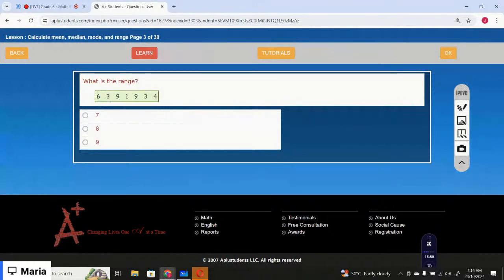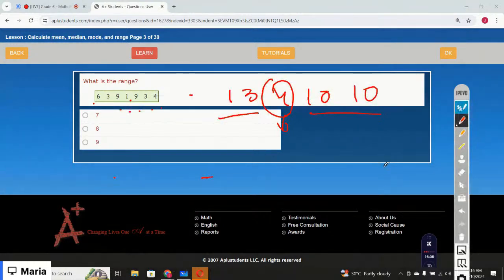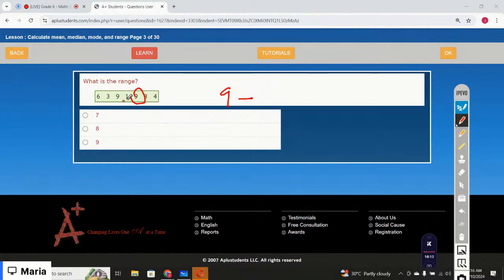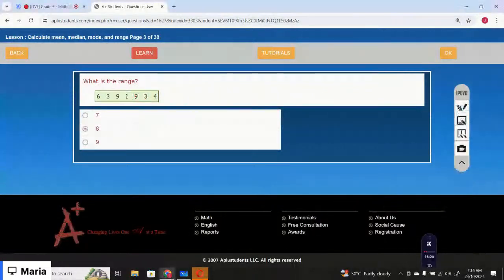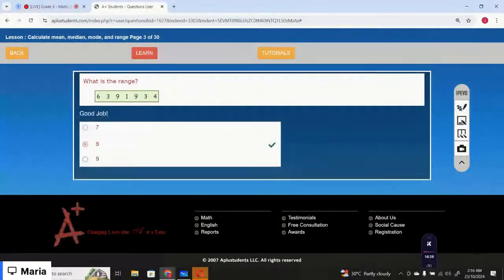What is the range? Range is the difference of the greatest value in the given data take away the smallest value. The greatest value in the given data is 9. The smallest value in the given data is 1. 9 take away 1. So the range of the data is 8. The correct option is 8. Got it? The range of the data is 8.